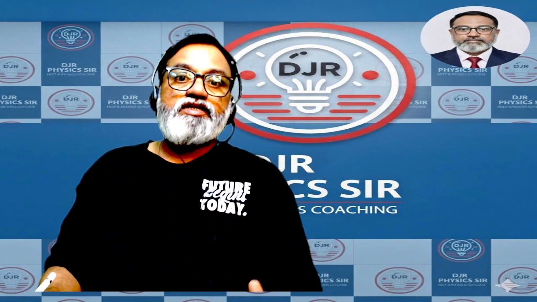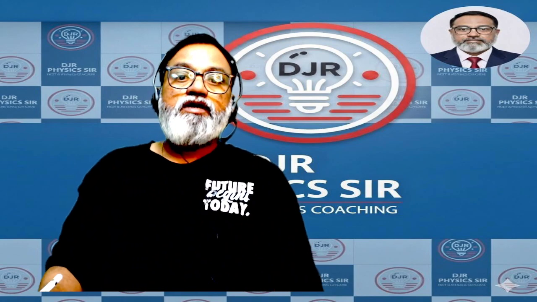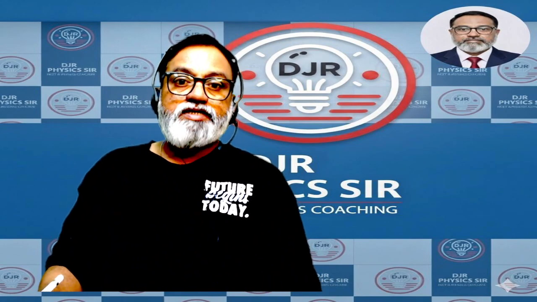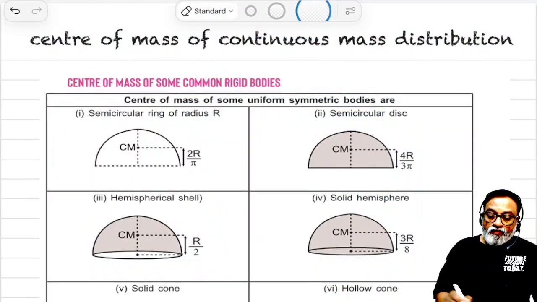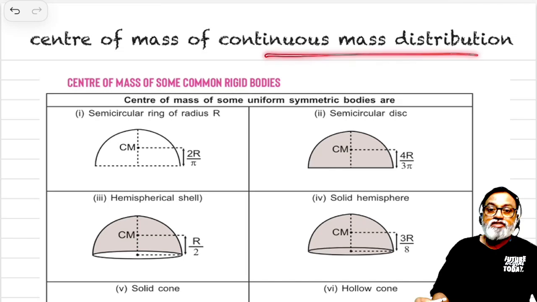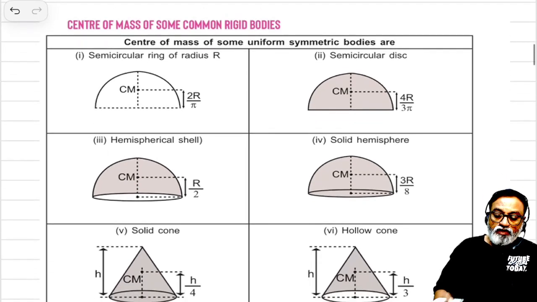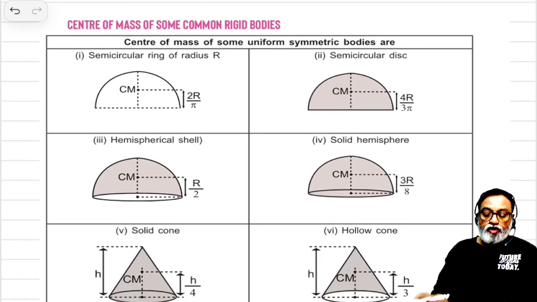NEET physics quick revision, that is formula revision. In this lecture, we are going to discuss center of mass part 2. See here, center of mass of continuous mass distribution. Here, center of mass of some common rigid bodies.